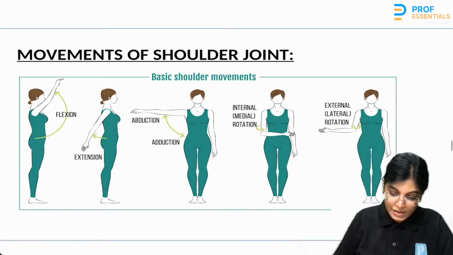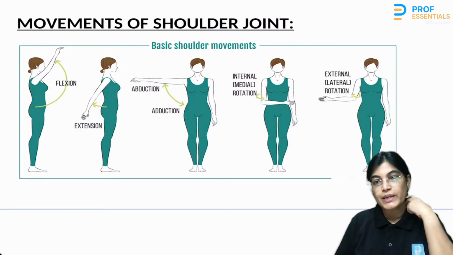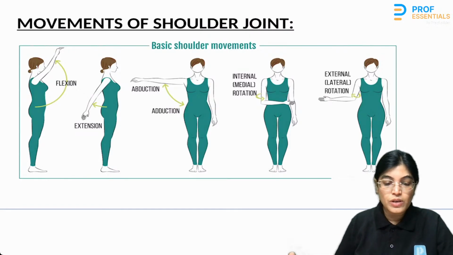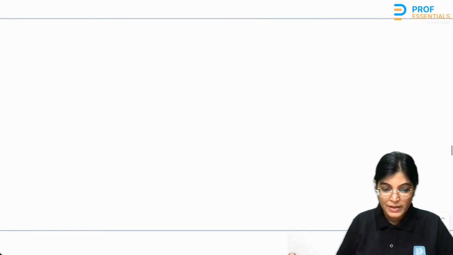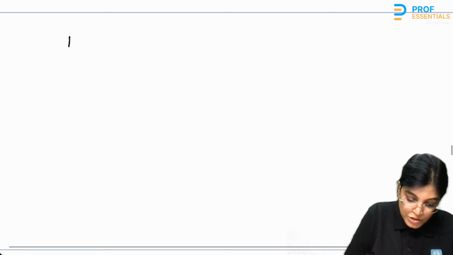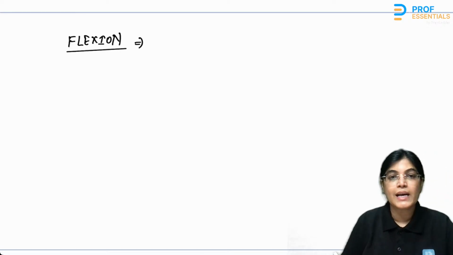So now let's see this. I have already told you the basic movements are flexion, extension, abduction, adduction, and medial and lateral rotation. So it's important to know which muscle is causing this group of actions. So let's talk about that. Firstly, I will talk about flexion movement. Okay, so flexion of the shoulder joint is done by the following muscles.